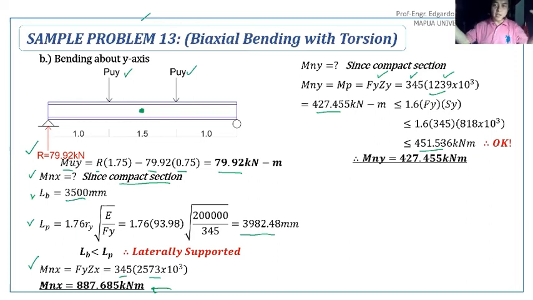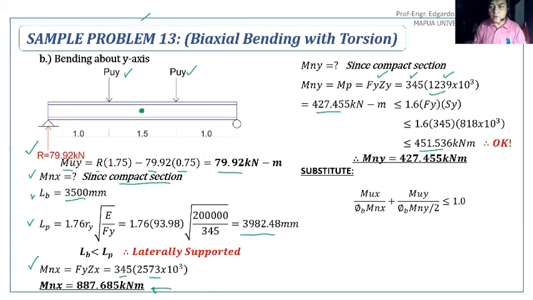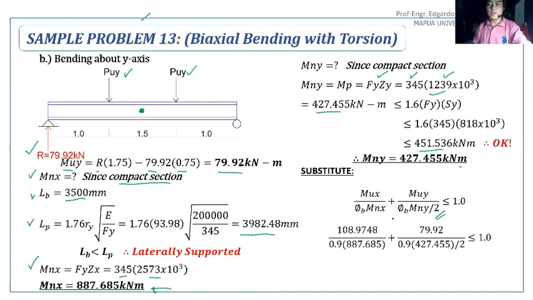Now we will just substitute everything in the interaction equation. Substitute everything. Don't forget the over 2 because of torsion. Then our resistance factor for flexure is still 0.9. So, substituting values, that is all of it. And the value of the interaction equation turns out to be 0.55, which is less than 1. That means the given section for this beam is safe, because it's less than 1. But it's not yet that economical because it's 0.55.